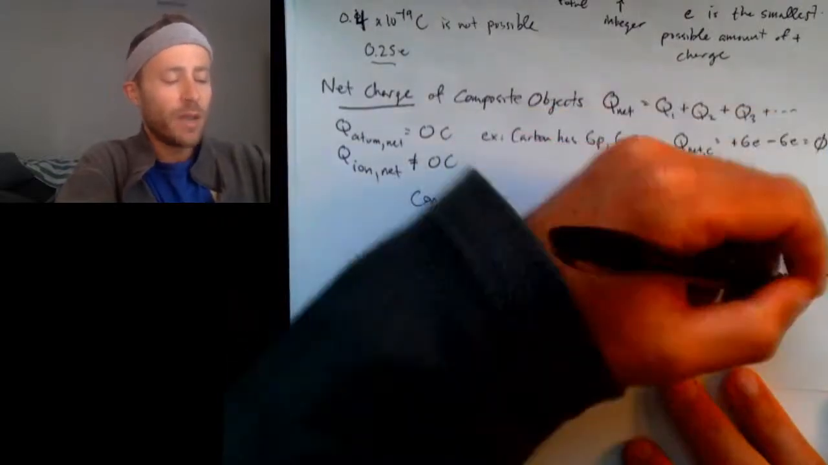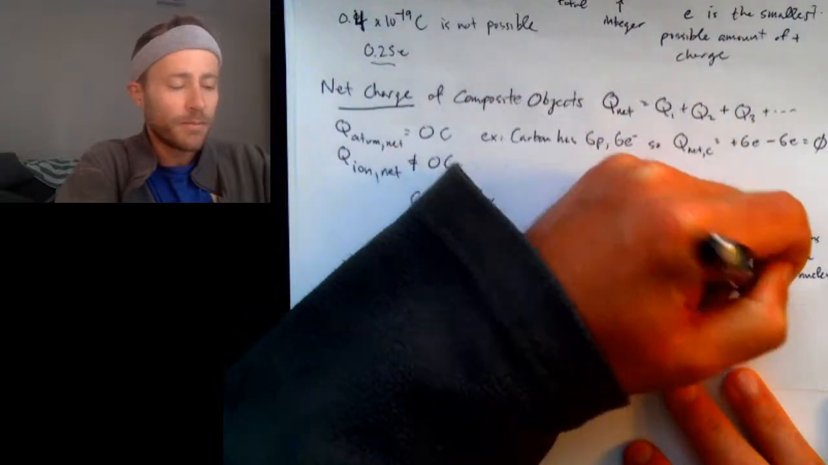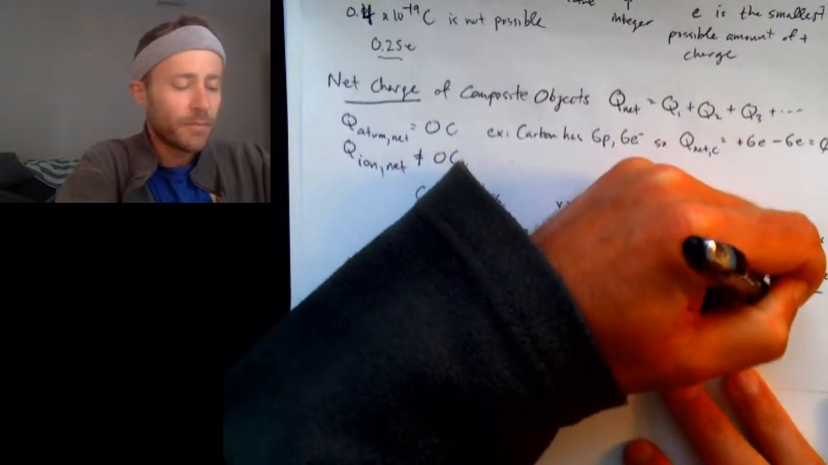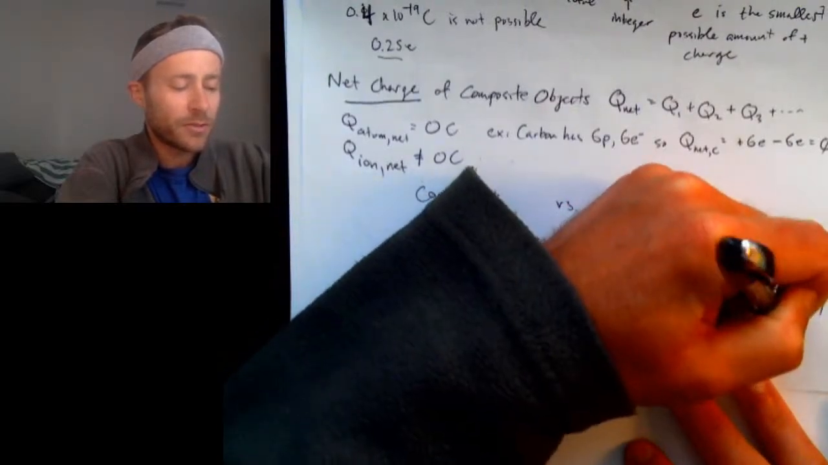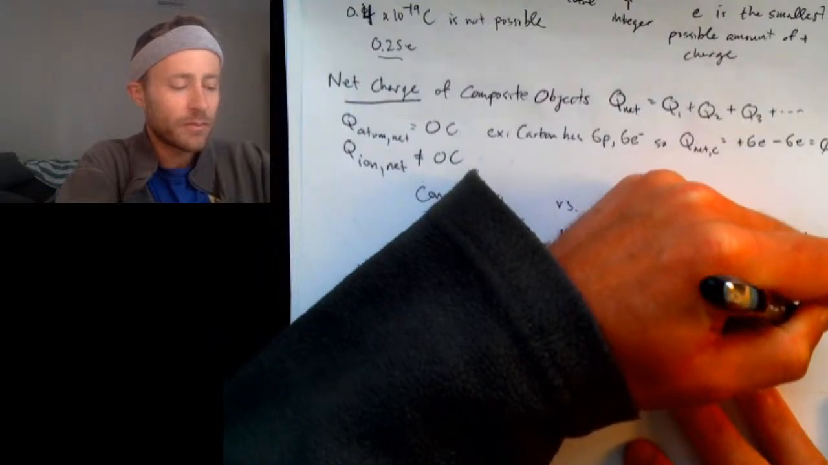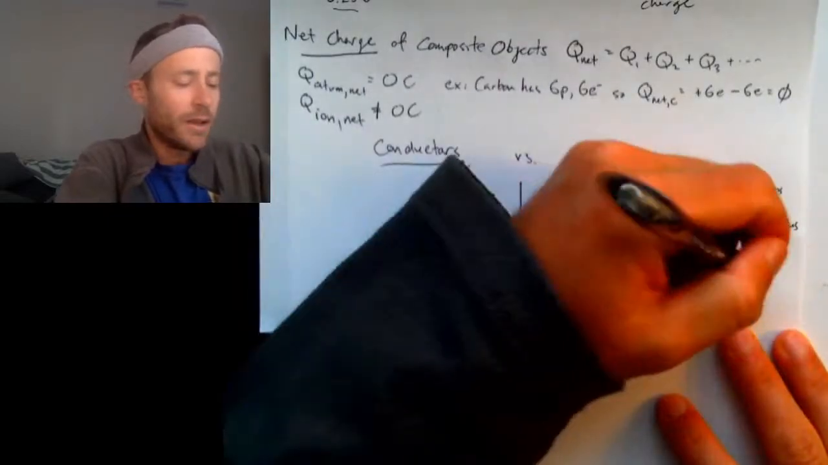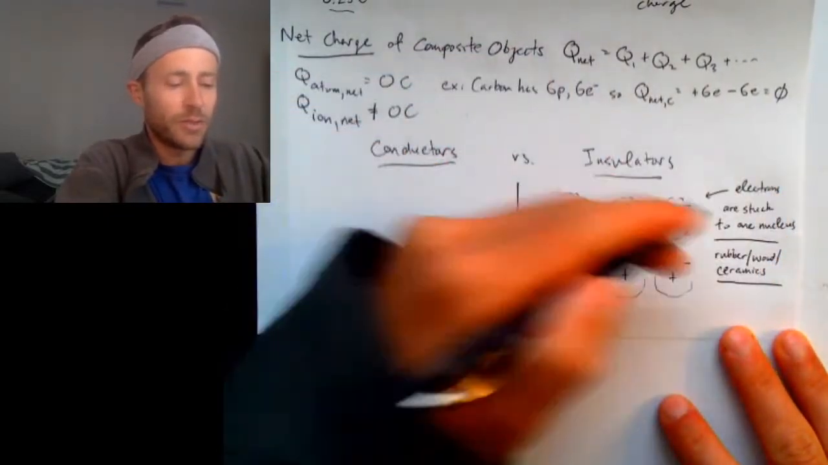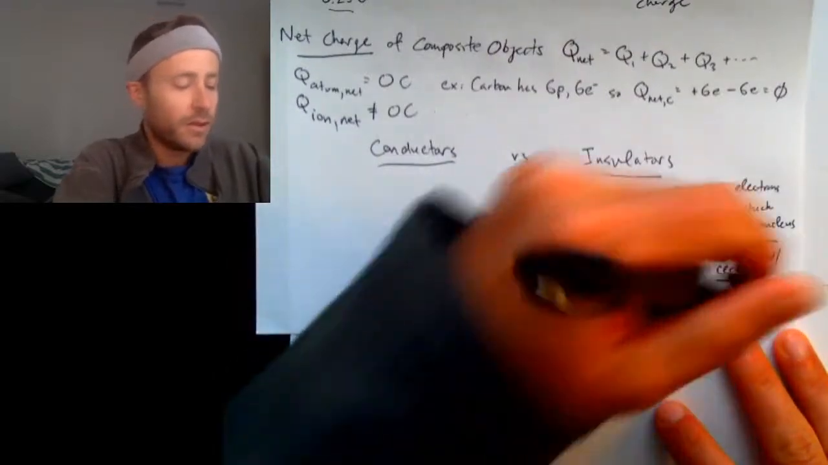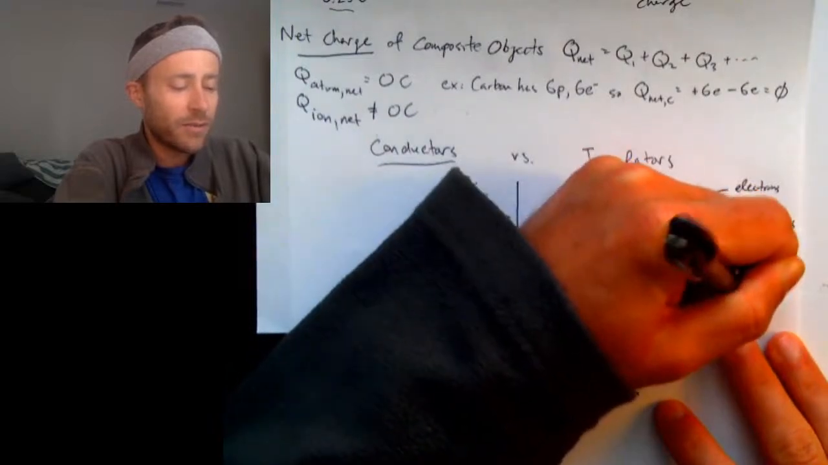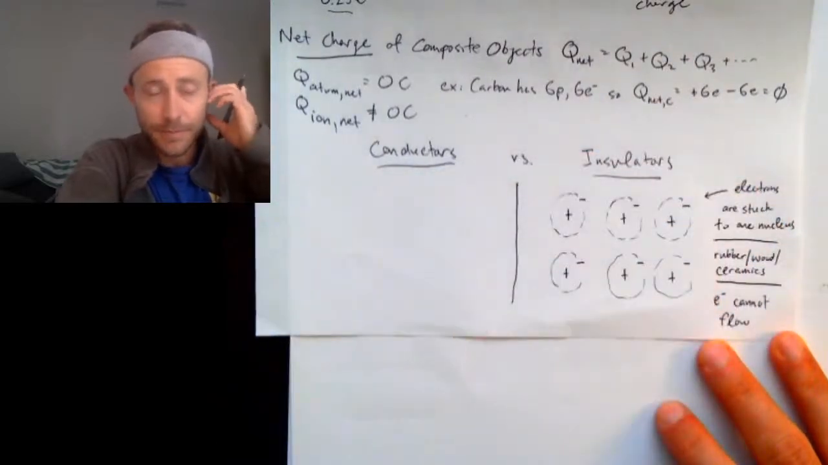So that makes an insulator. Insulators tend to be made out of rubber, wood, ceramics. Okay. And one of the things that you want to notice is because the electrons are stuck to a single nucleus, the electrons cannot flow because they are stuck in place.